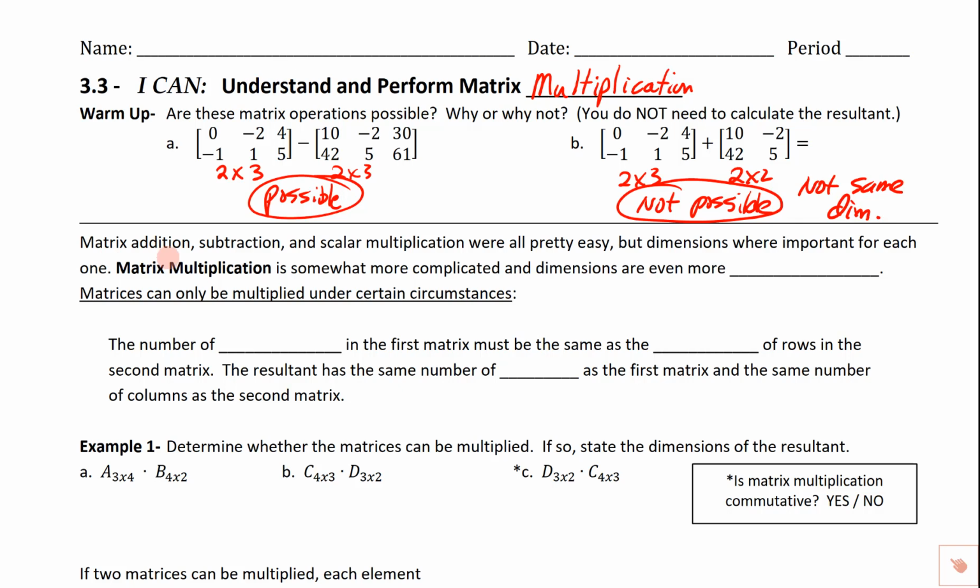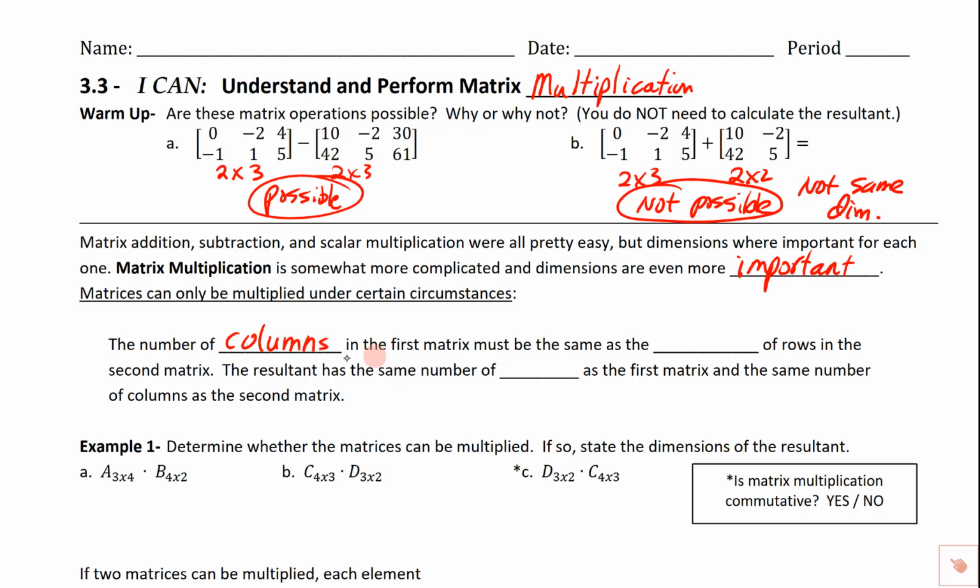Now, matrix addition, subtraction, and scalar multiplication, those were all pretty easy. Dimensions were important for each one of those, as we saw up here. But when we learn about matrix multiplication, which is what we're going to do today, it's somewhat more complicated, and dimensions are even more important. So we're really going to have to pay attention to the dimensions. Matrices can only be multiplied under certain circumstances.